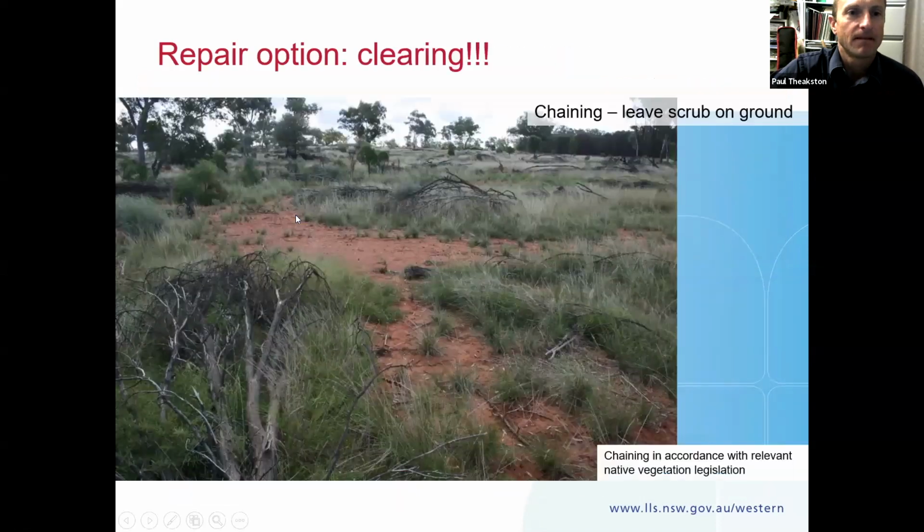I've got clearing here. I'm not sure what the legislation is in your area, but in Western New South Wales, chaining is an option. And when you've got broad areas of just sheet eroded country, leaving the scrub on the ground is actually a very good repair mechanism. It presents other problems, but just as a way to stop broad scale sheeting, it's quite a good method, as you can see in that picture. So it's something that you could consider.